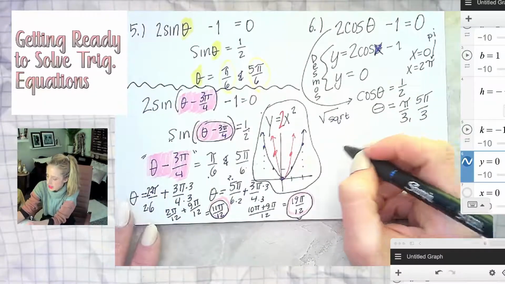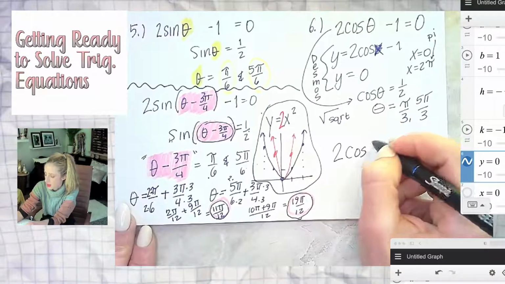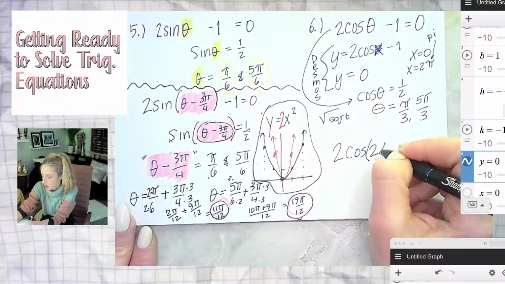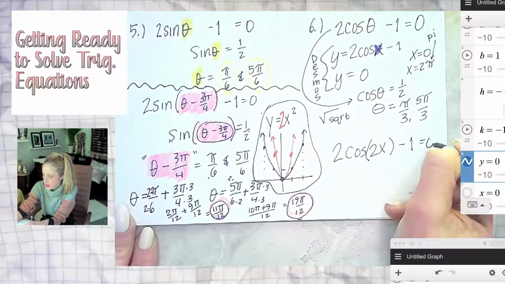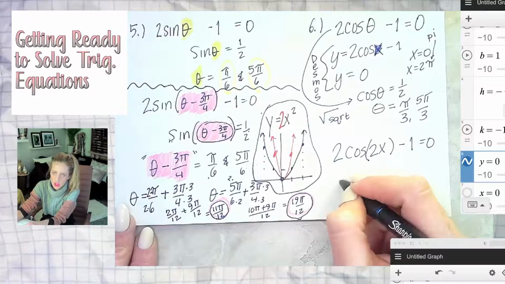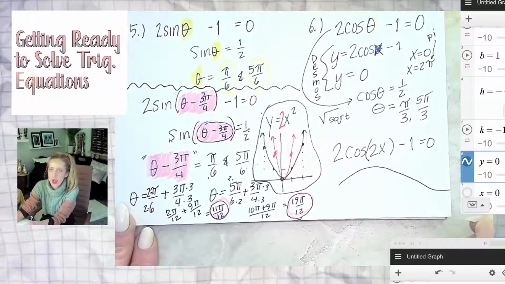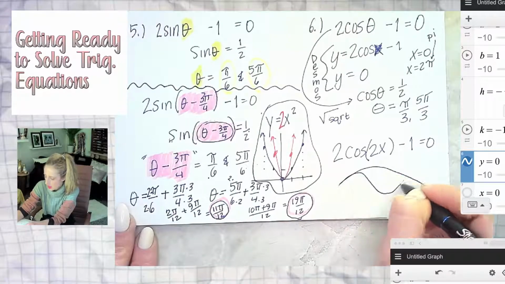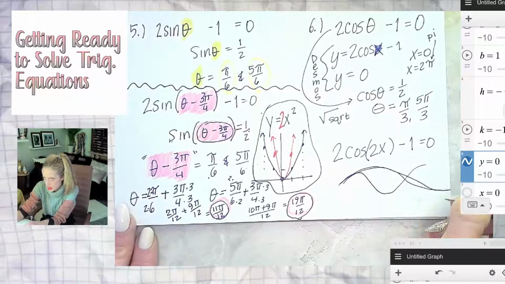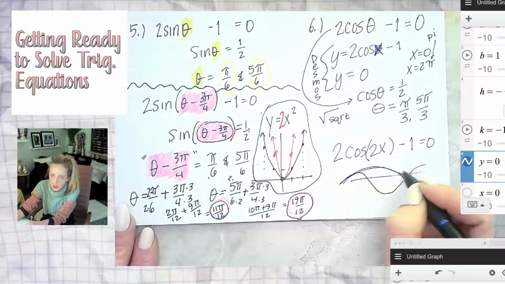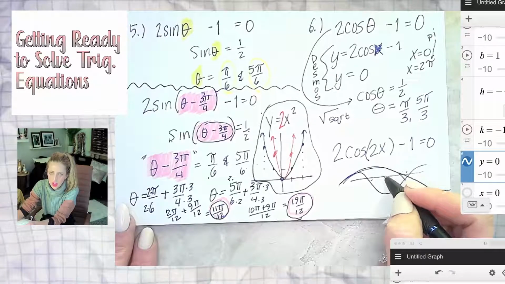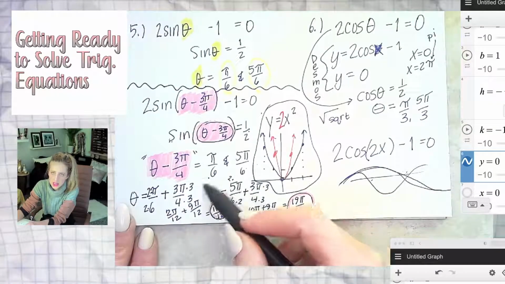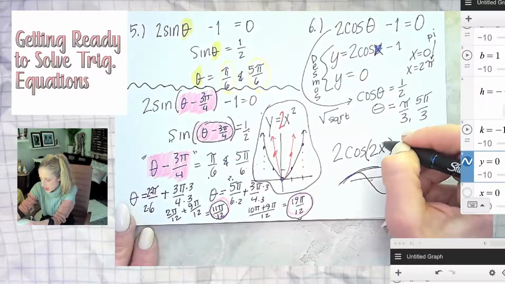So the one I really gave was 2 cosine parentheses 2x you would put in, minus 1 is 0. It's going to take your graph and it's going to stretch it out wider. Instead of being like this, it's going to be more like this. And then you just find, where does it cross 0? Where do they cross? And those should be your answers, something different. Or you do it kind of like this. So it would be a theta if you solve by hand.